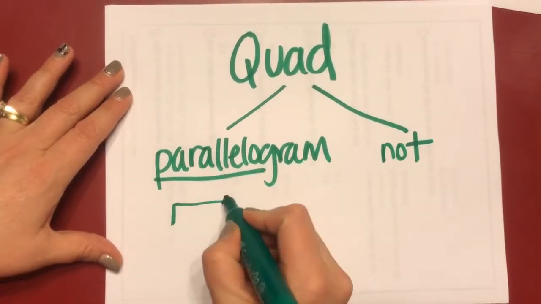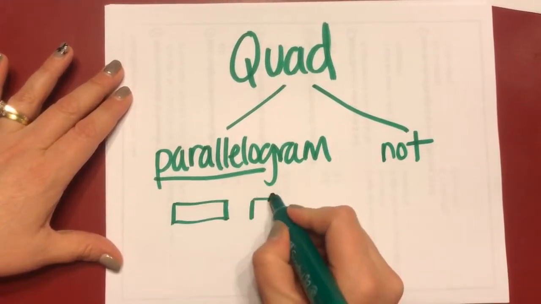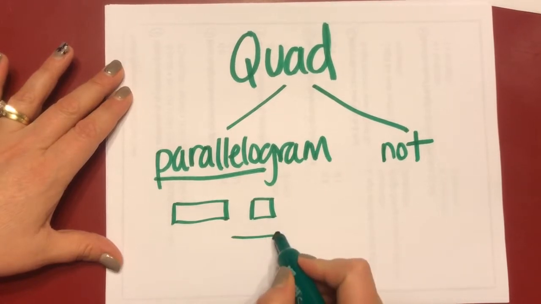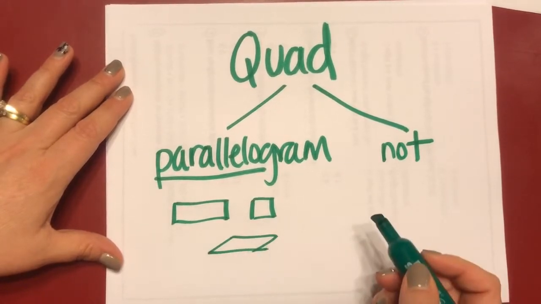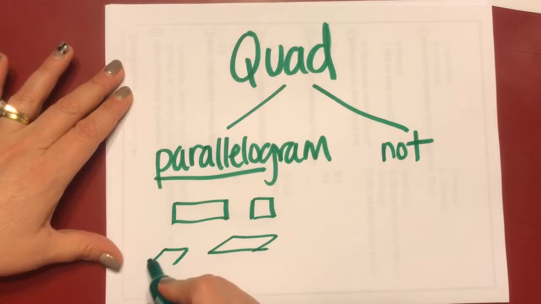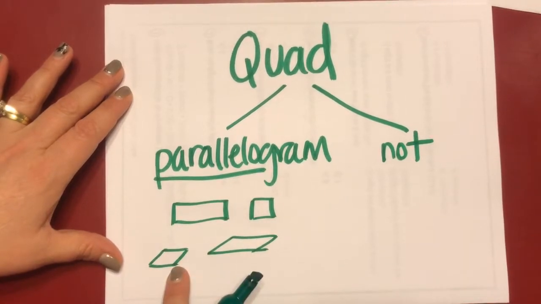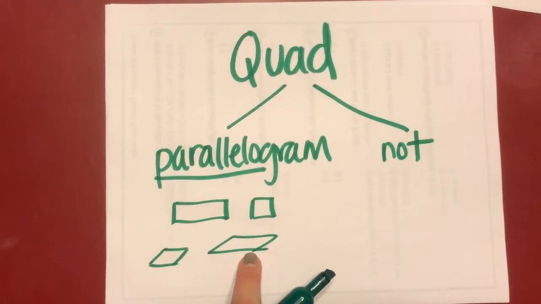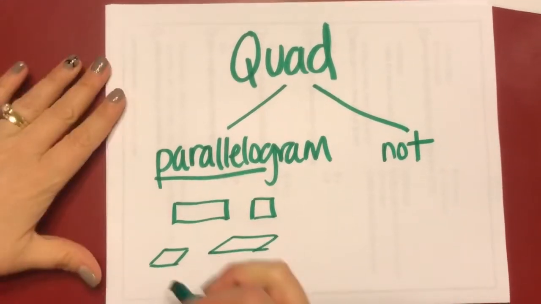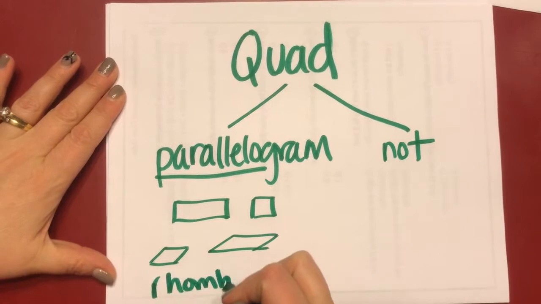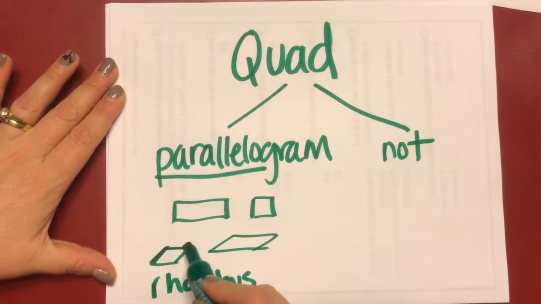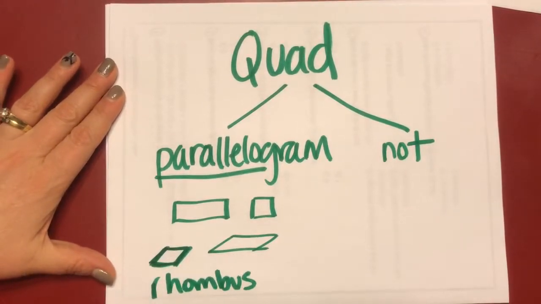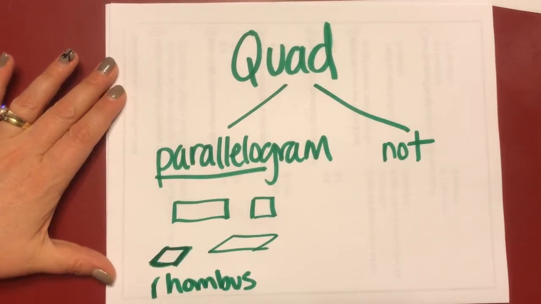So parallelograms would include a rectangle, a square, a parallelogram, and a rhombus, okay? A rhombus is a parallelogram. It's kind of like a smushed square though. So a rhombus has 4 equal sides, and has 2 pairs of parallel sides.